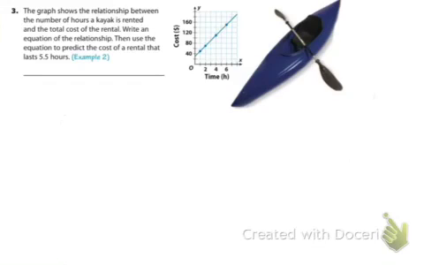Module 13.3, page 408. Problem number 3. The graph shows the relationship between the number of hours a kayak is rented and the total cost of the rental. Write an equation of the relationship, then use the equation to predict the cost of a rental that's 5.5 hours. So 2 parts to this.